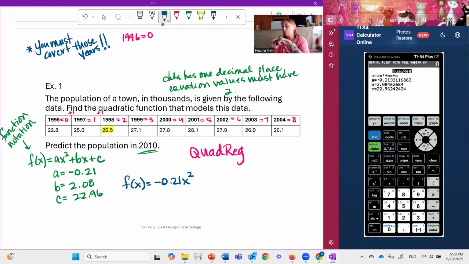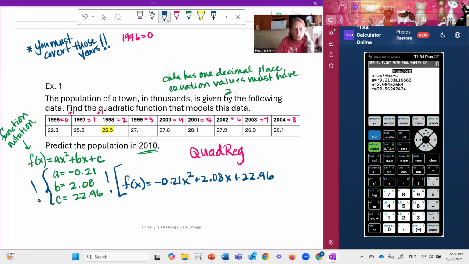squared. Look, see right here, it says the equation right here at the top. You don't have to know this. You just have to plug the values into the equation that they give you in the calculator. Do you see that? Okay, so negative 0.21x squared plus 2.08x plus 22.96. I want to see this. I must see this. And then we'll finish this.